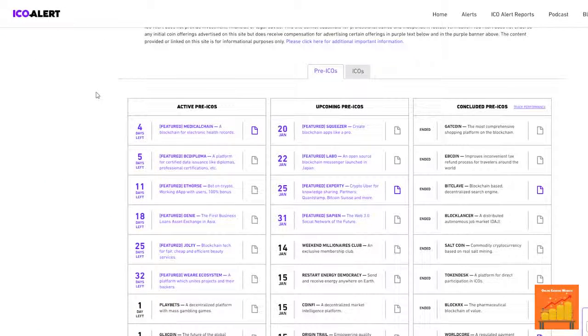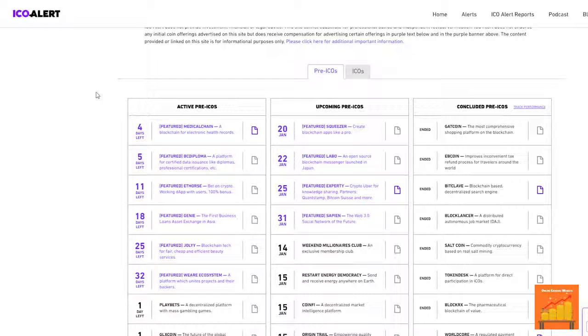Now, here's the big question. How do you decide what is a good ICO versus what is a bad ICO? There is no foolproof, 100% concrete way to tell you what is a good ICO and what is not. There simply isn't. This is going to take some legwork. This is going to take some time.